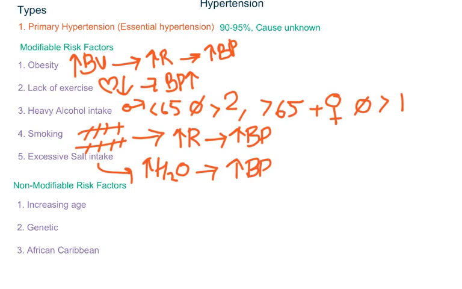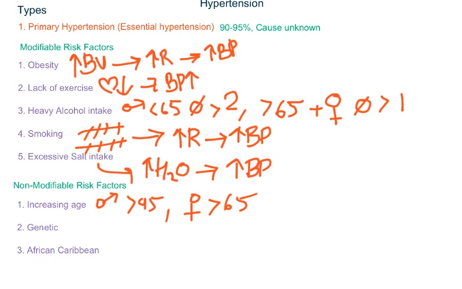The factors that are not under our control include age, since hypertension develops gradually over time. So increasing age is considered one of the risk factors. It is more common in males who are more than 45 years of age and in females who are more than 65.